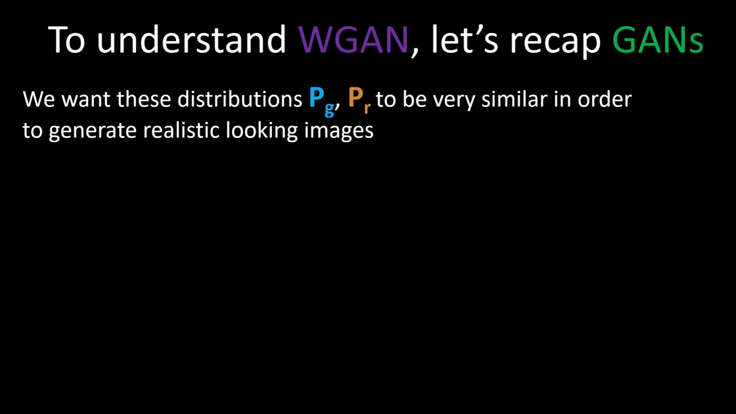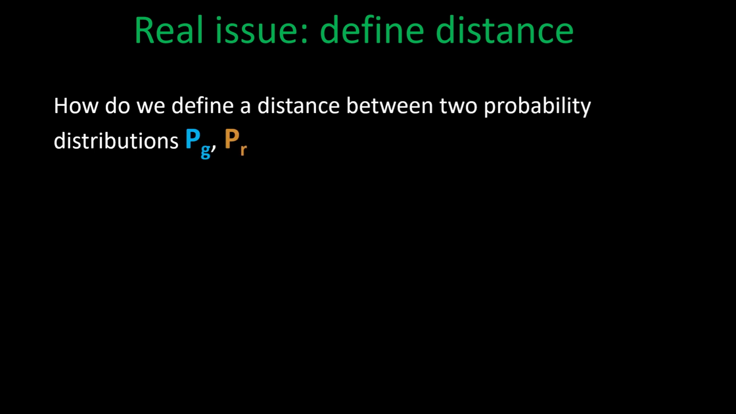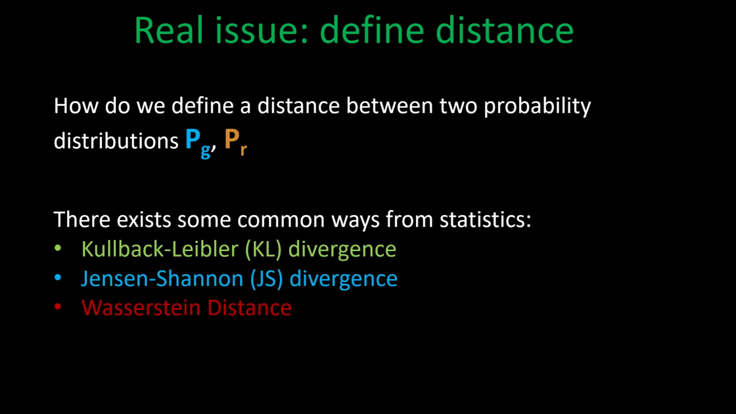So let's just say we have two probability distributions, PG and PR, and we visualize them like this. Our goal is then to move this PG distribution to get closer to the PR, because then we're generating more realistic looking images. So the real issue here is how we define distance, and more specifically, how we define distance between two probability distributions, PG and PR. There exist some common ways from statistics. One of them is the Kullback-Leibler or KL divergence. Then we have Jensen-Shannon, JS divergence, or one other is Wasserstein distance.